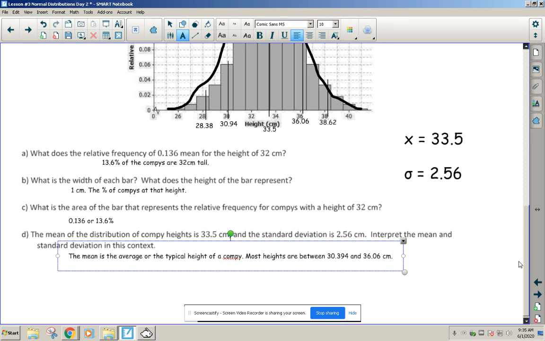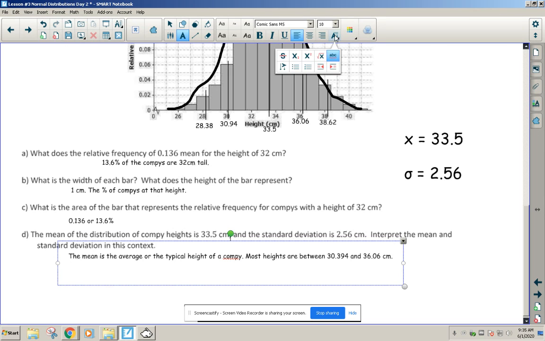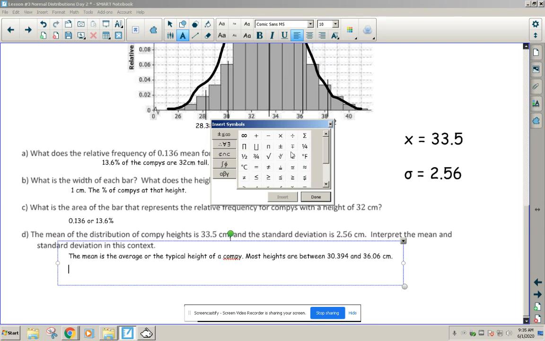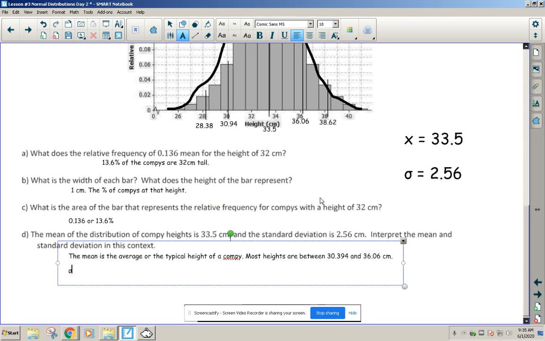And here, the standard deviation, we would hopefully be able to explain. And I really do think that if we were together in class, somebody would be telling me this. The standard deviation is the typical distance the copy's height is from the mean.